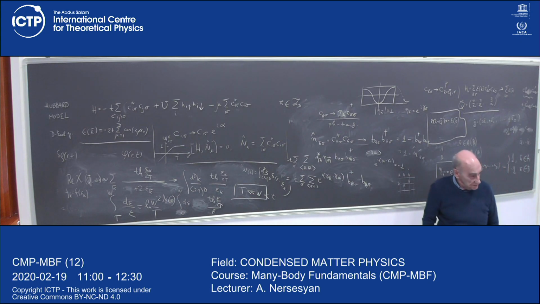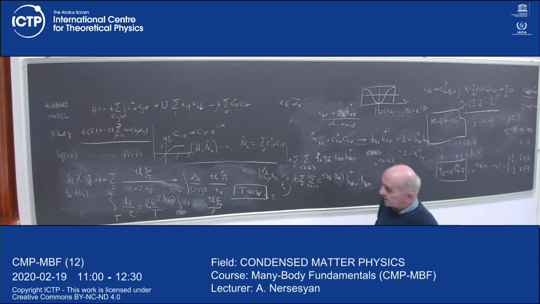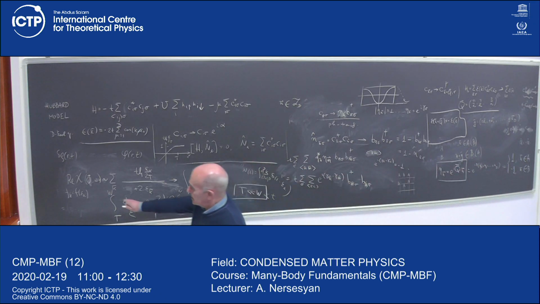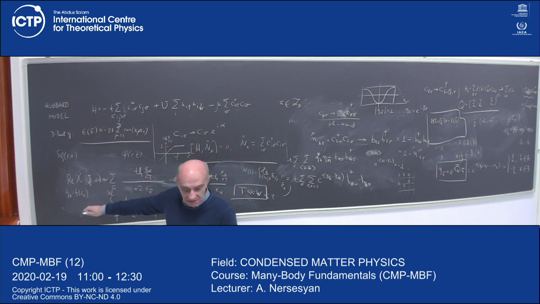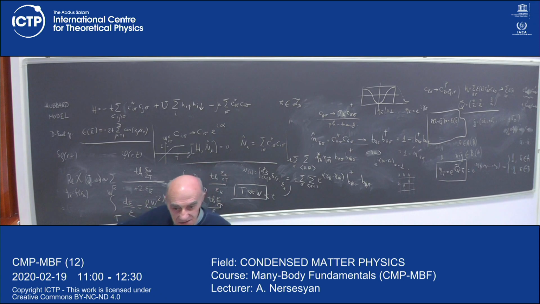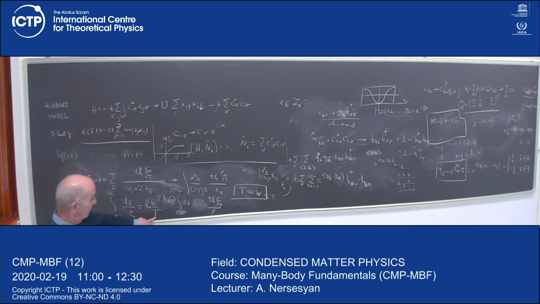Which tells you what? Which tells you that this susceptibility at the specific value of q, at the nesting vector, is logarithmically divergent when the temperature goes to 0. This divergence only occurs at zero temperature in the static limit.